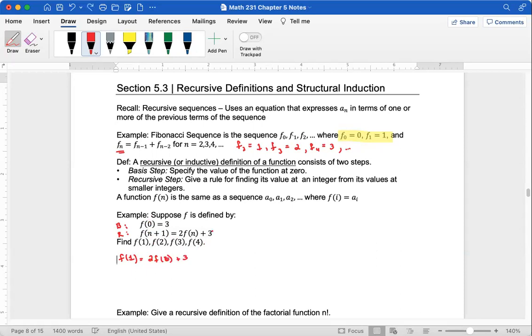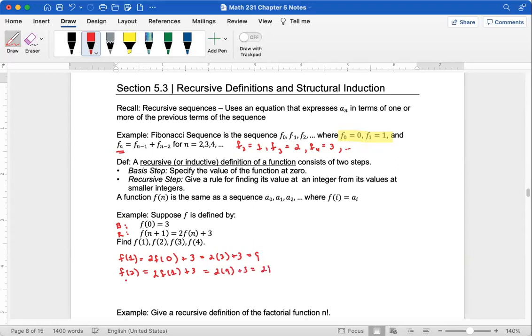We're going to fix it because I don't want it to be confusing. There we go, 2 times f of 0 plus 3. Okay, well, f of 0 is 3, so 2 times 3 plus 3, which is 6 plus 3 is 9. Okay, cool. F of 1 is 9. Now let's find f of 2. F of 2 is 2 times f of 1 plus 3, so the previous term, which in this case is 2 times 9, because that's the previous term, plus 3, so that's 18 plus 3 is 21.